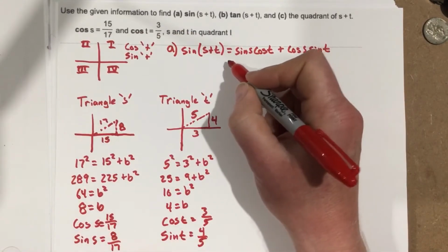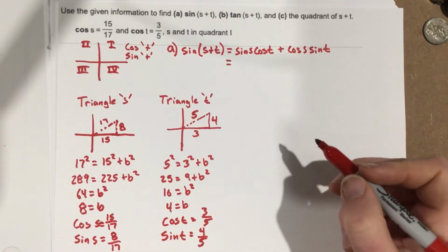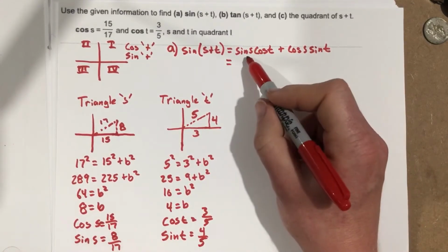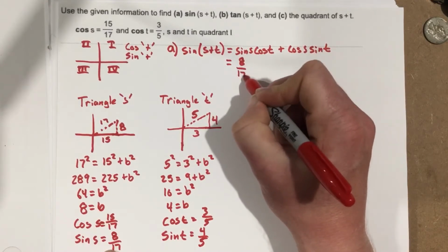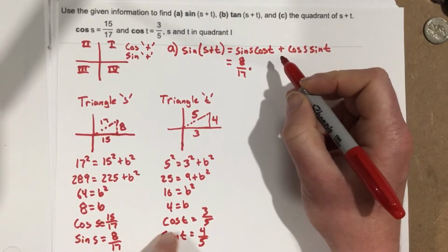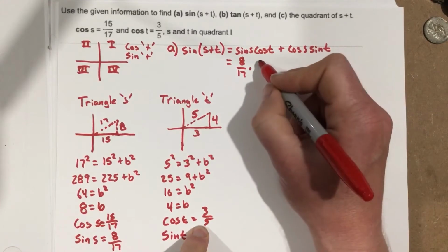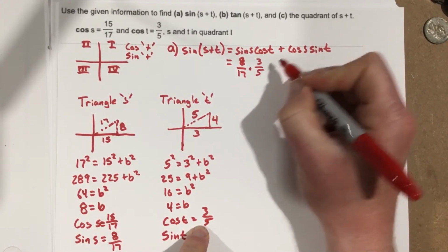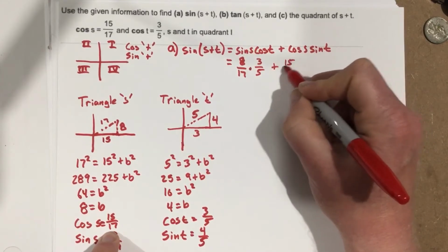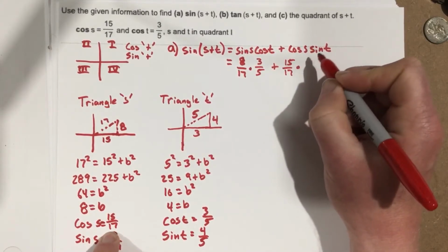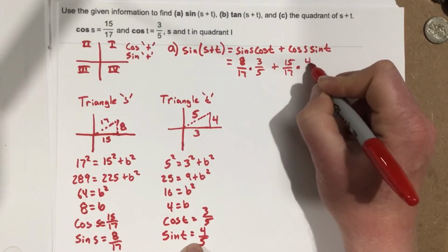Well, we know that that is equal to sine s, which is 8 over 17, times cosine t, which is 3 over 5, plus cosine s, which is 15 over 17, times sine t, which is 4 over 5.